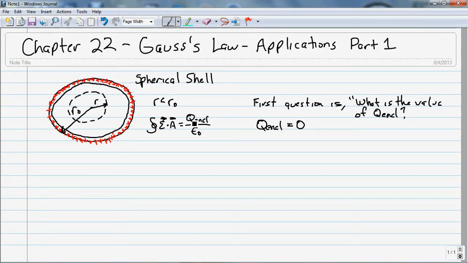And once I make q enclosed equal to 0, I'm going to simplify here, do the dot product. We know for a shell everything is 0 degrees, so cosine of theta is 1. I forgot to put my differential in there. And that's going to be 0. And it doesn't matter what my integral is, the electric field strength inside is equal to 0.